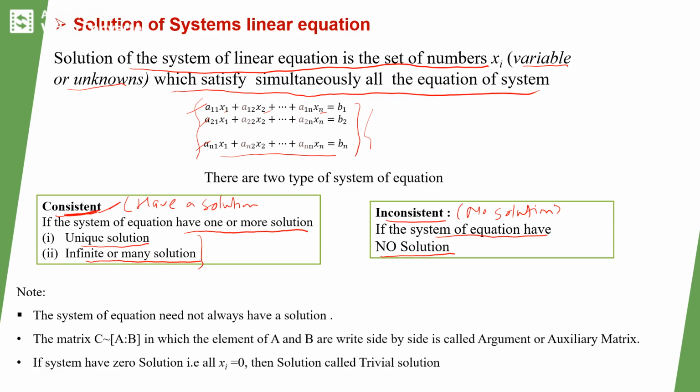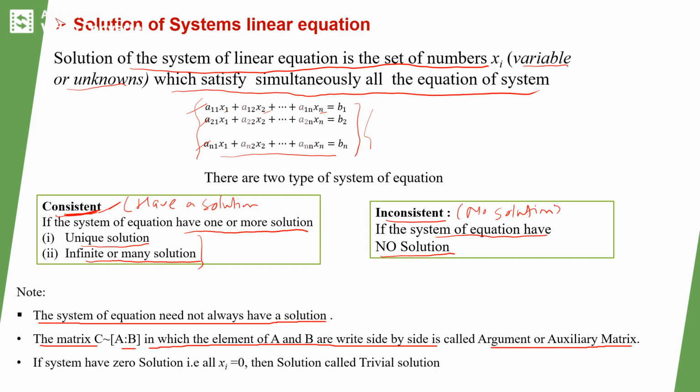Now there are some points we have to note. The first one, the system of equation need not always have a solution. Meaning if the system has no solution, the system is said to be inconsistent. And the second one, the matrix C, A B, in which the elements of A and B are written side by side, is called the augmented or auxiliary matrix.